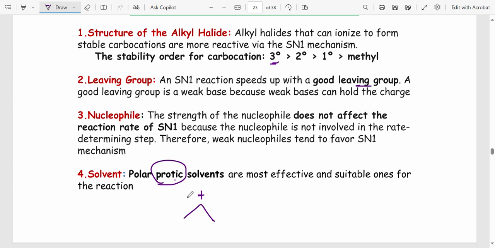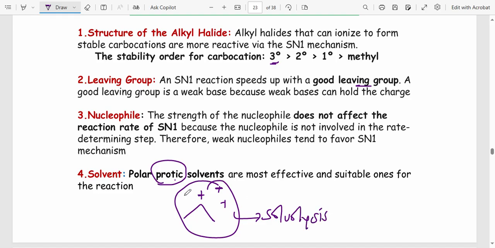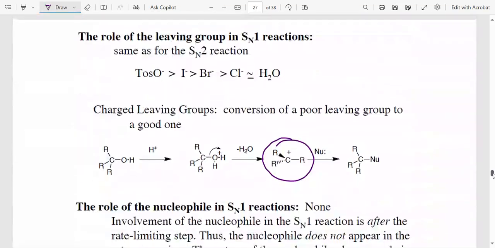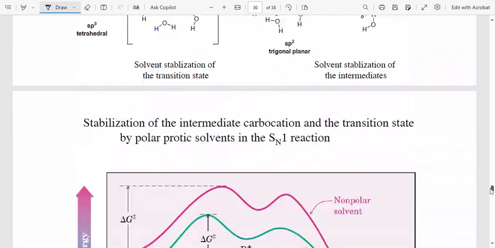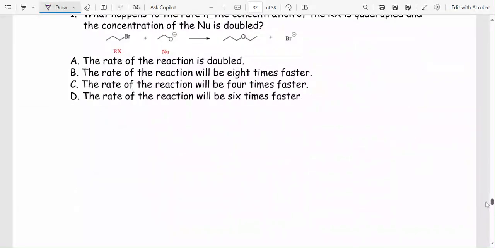When you have protic solvents, they will be able to surround this molecule and it will be stabilized. Those solvents which can form hydrogen bonds will surround this molecule and stabilize it. That's known as solvolysis. So because this molecule is going to be stabilized by the polar protic solvent, polar protic solvents become better for SN1 reactions. Basically, that is it about these reactions.